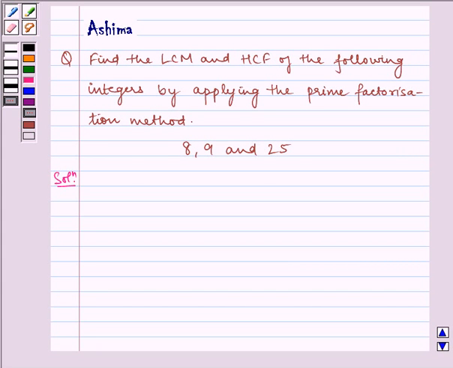Let us discuss the following problem today. Find the LCM and HCF of the following integers by applying the prime factorization method. We have 8, 9 and 25. Now let us write the solution.